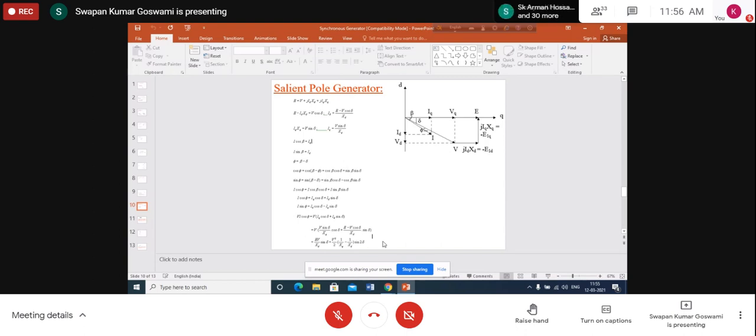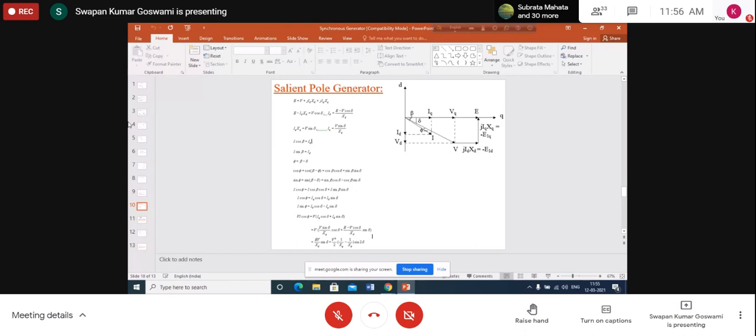What is the other difference? The other difference is, what will be the value of the stabilizing power? Have you heard of synchronizing power coefficient in case of synchronous machine? What is that? P for a cylindrical rotor machine is EV by X sin delta. Okay, EV by X is sin delta.